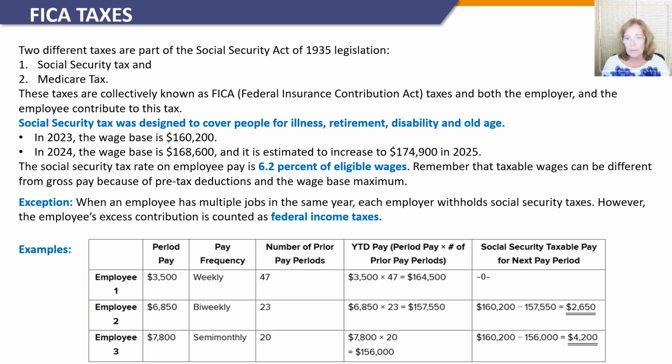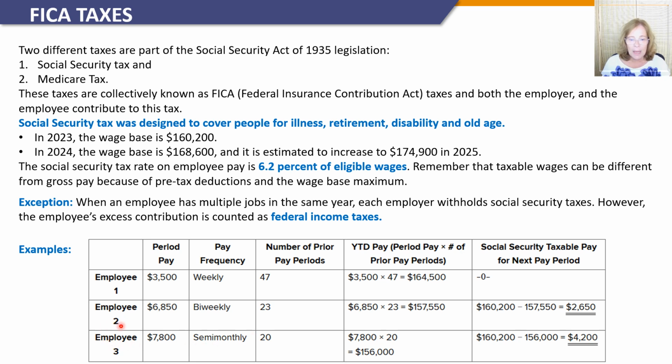Let's take a look at how you would calculate the Social Security tax in the following example for 3 employees. Employee 1 has a period wage of $3,500 and has 47 prior pay periods for a total of $164,500. The maximum wage base for Social Security is $160,200, and therefore the employee's prior wages have already exceeded the max amount. Therefore, there is no additional Social Security tax withheld for the 48th payroll period.